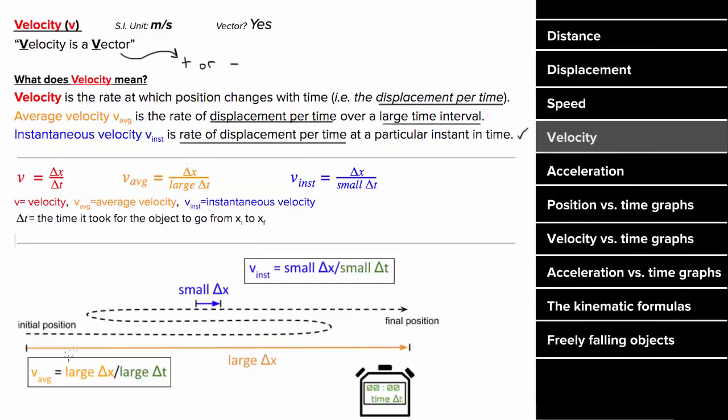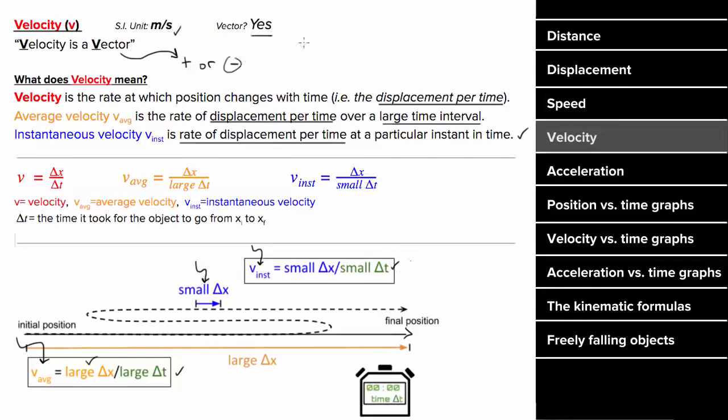So in other words, if an object took a long winding path and you wanted to determine the average velocity for the entire trip, you would take the displacement for the entire trip and divide by the time it took for that displacement. Or if you wanted the instantaneous velocity at a particular moment, you would take an infinitesimal displacement at that moment and divide by the time it took for that displacement. The units of velocity are meters per second, and it is a vector.